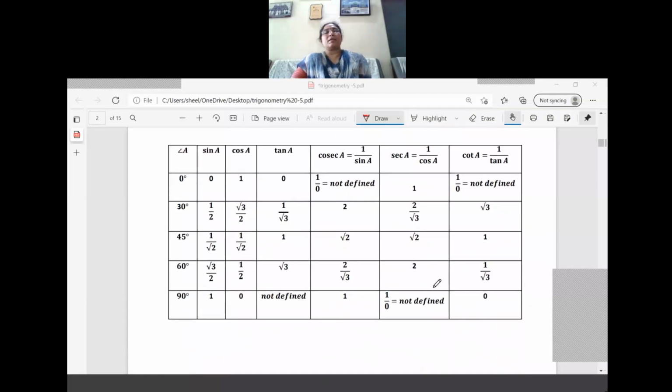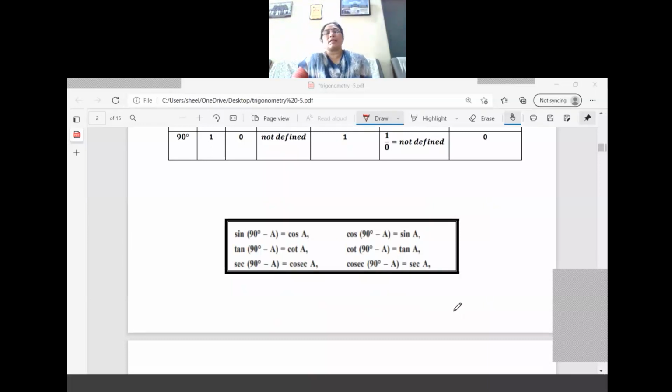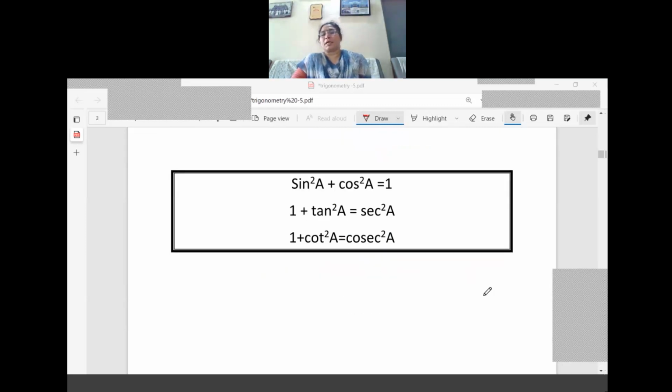Then later we learned the values of the specific angles: 0 degree, 30 degree, 45 degree, 60 degree, and 90 degree, and their corresponding values in that table. Next we have to learn the complementary angles. Sine and cos have the relation: sin(90 minus A) equals cos A, tan(90 minus A) equals cot A, sec(90 minus A) equals cosec A. Similarly, cos(90 minus A) equals sin A, cot(90 minus A) equals tan A, and cosec(90 minus A) equals sec A. Next, we have learned about the trigonometric identities.